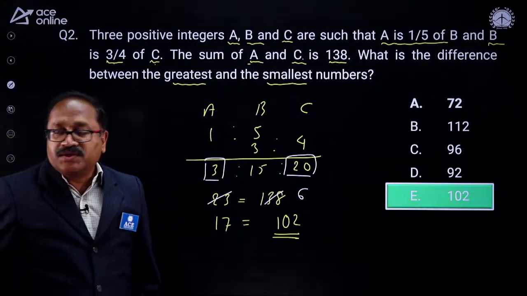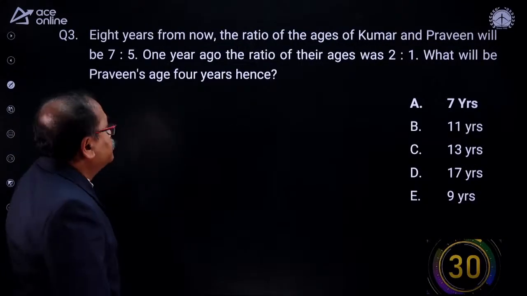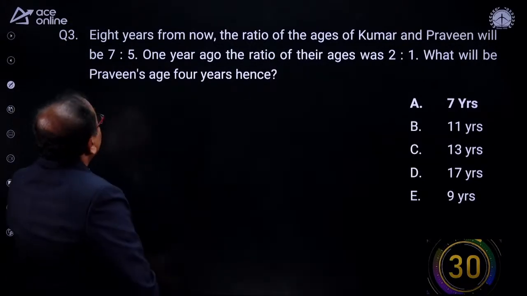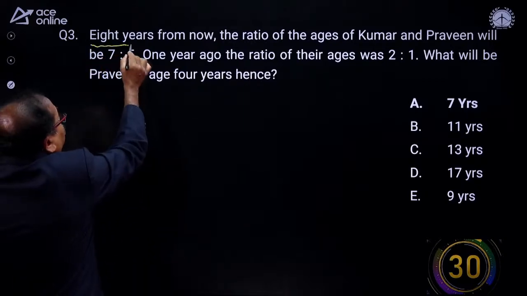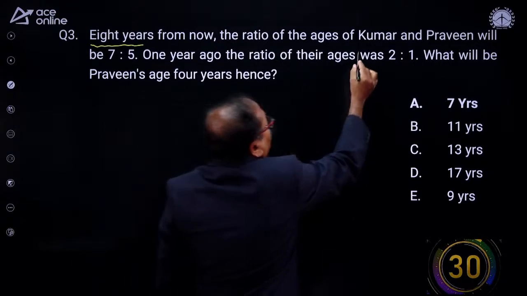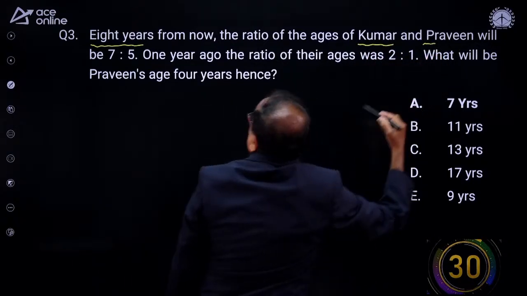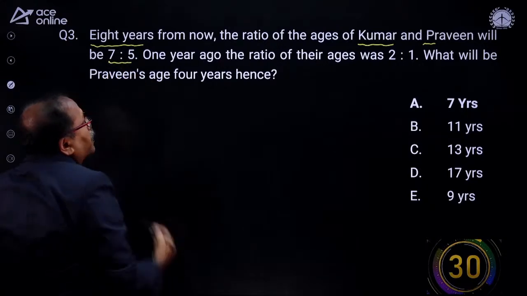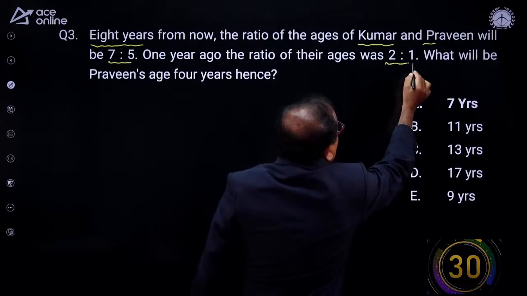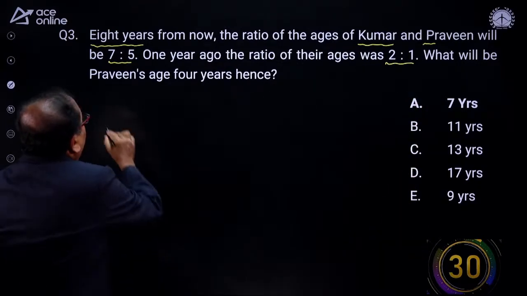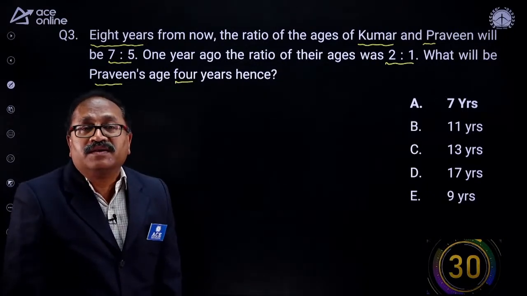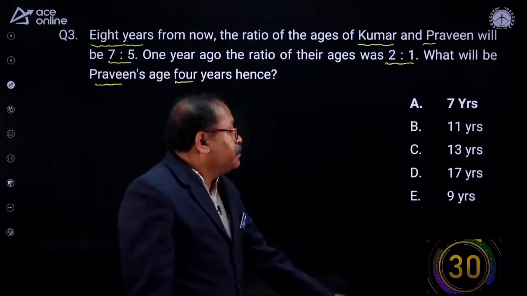Okay, the next question on the board is this. Let's first read the question, then I will give you 30 seconds. What is the question? 8 years from now, the ratio of the age of K and P will be 7:5. 1 year ago, the ratio of the age was 2:1. So what will be P's age 4 years hence? You know, these types of questions come. Let's give you 30 seconds now.